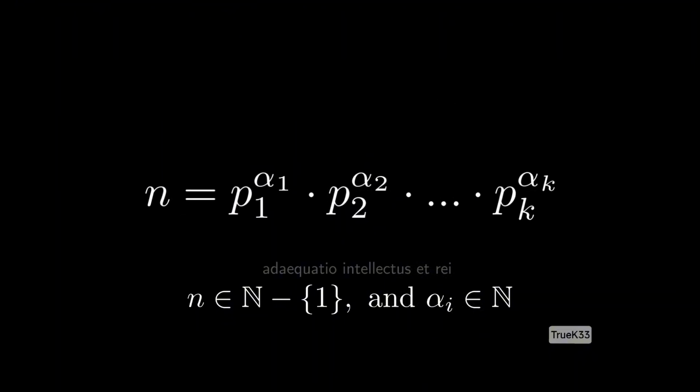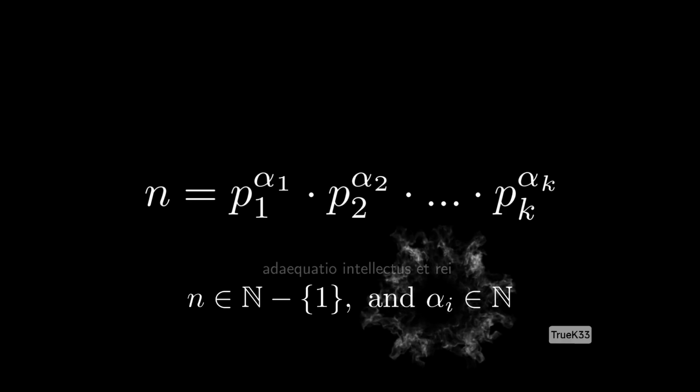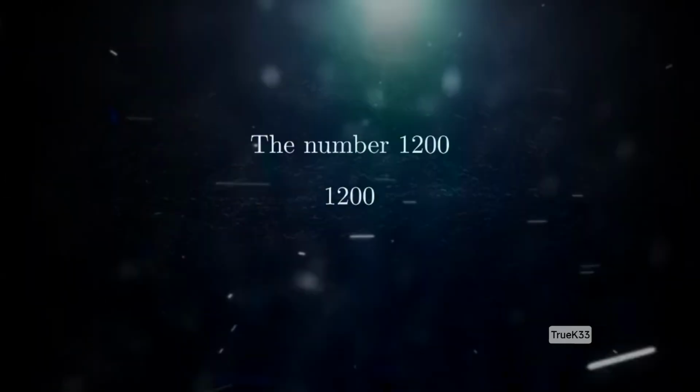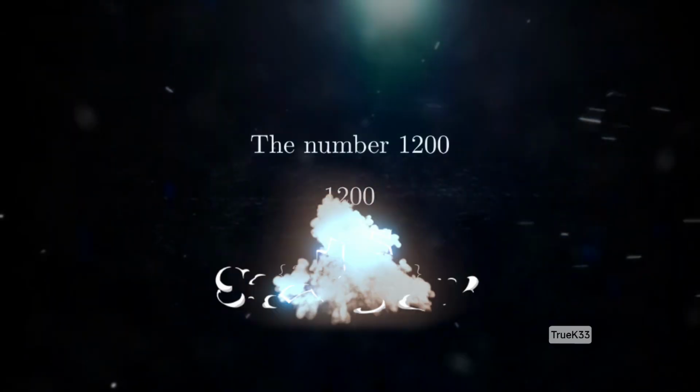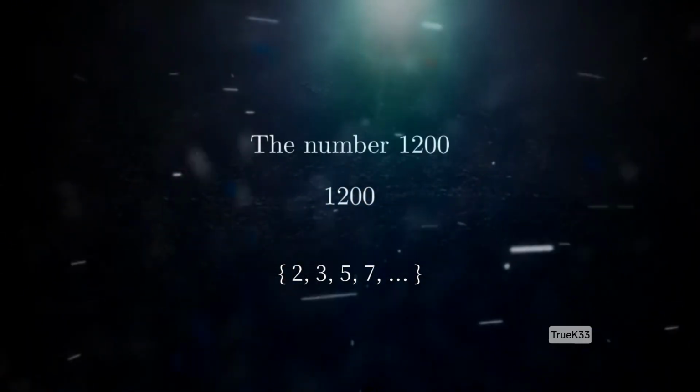As I said before, the primes must be greater than 1. The only rule for the exponents alpha is that they must be natural numbers. To make this clearer, consider the number 1200. Remember that the set of prime numbers begins with 2, 3, 5, and 7.